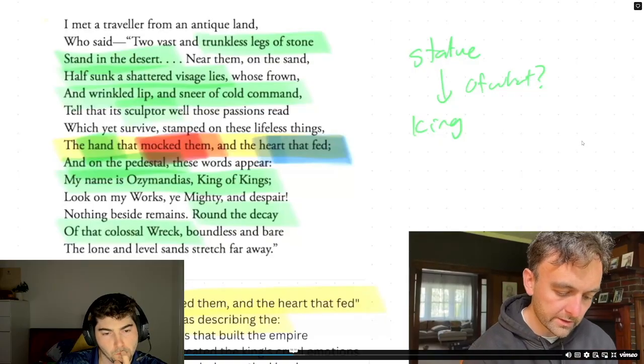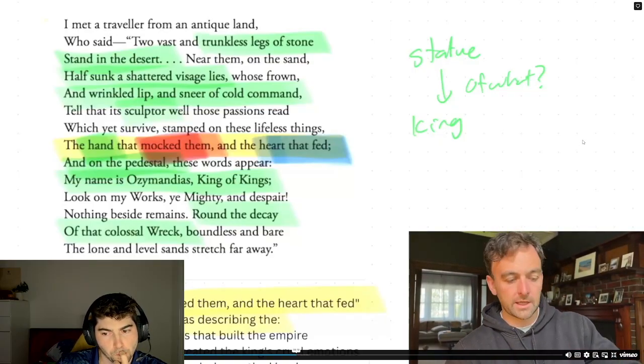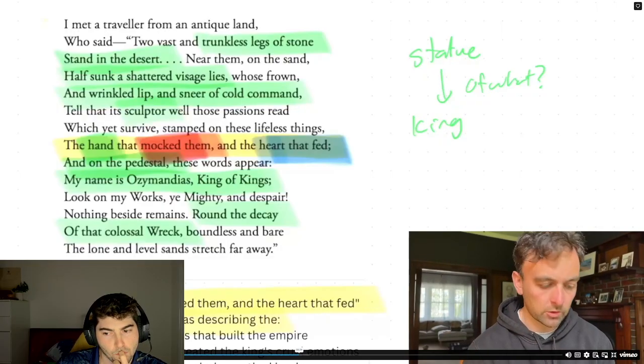Well, now we have that. Who would this statue be mocking? It's saying that the hand of the statue, the hand of the king, is mocking someone. Mocking who? So we need to look for more and more clues. What else stands out to us?